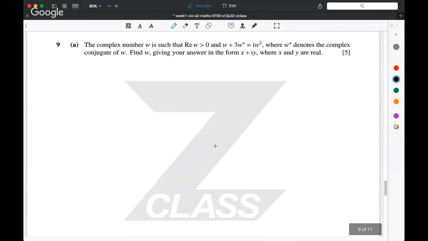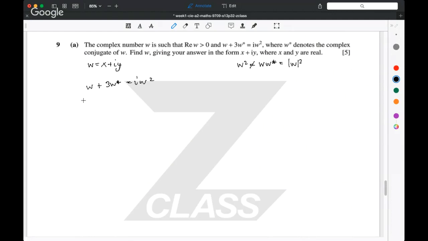Okay, question 9, complex numbers. So this one is pretty straightforward. The best thing to do here is to say that w is equal to x plus iy. And we have that w plus 3w star is equal to iw squared. And remember that w squared does not equal w times w star, which is that guy. If you see the mod signs, that means you actually take the complex conjugate and multiply it by the original. W squared just means you take the original twice.